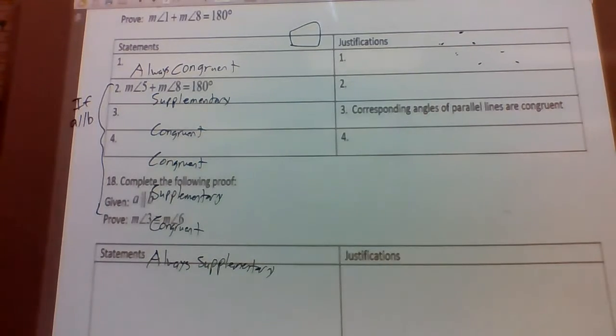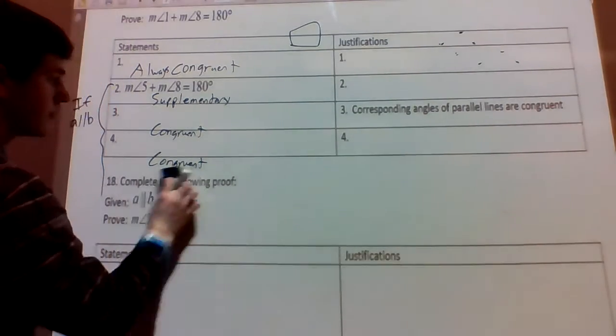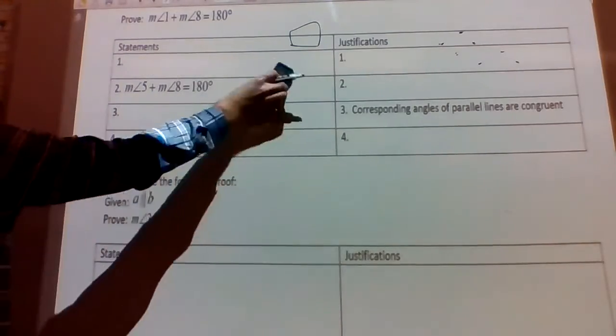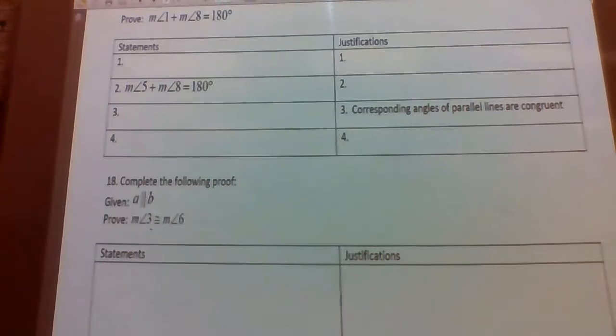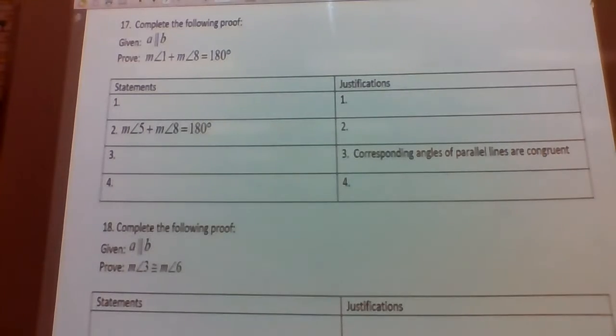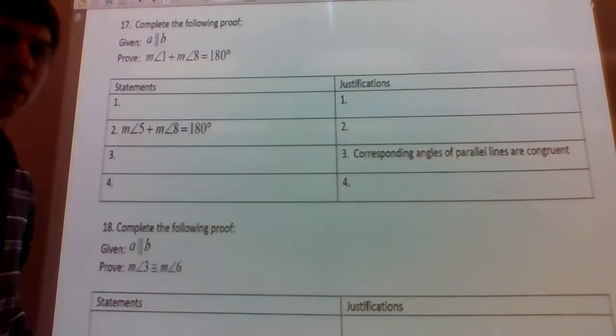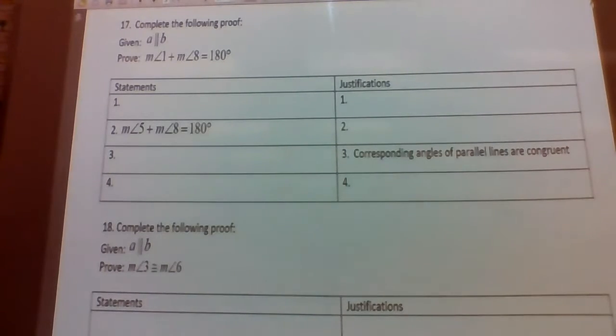Okay, so we have a guided proof here. Let's scroll up a little bit so we can see the top. It says that given that A is parallel to B, so we're going to still use the diagram from the top.